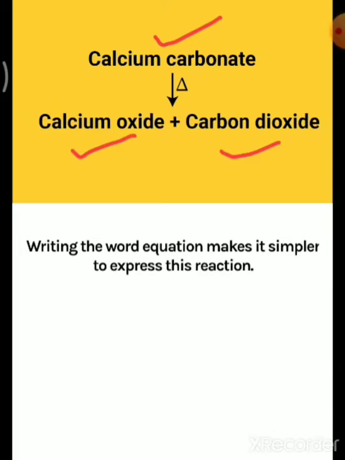You can see this symbol like a triangle. This is delta. That means heat. If this symbol is there, you have to understand that it is the symbol for heat. Instead of writing "heat," this symbol is given.